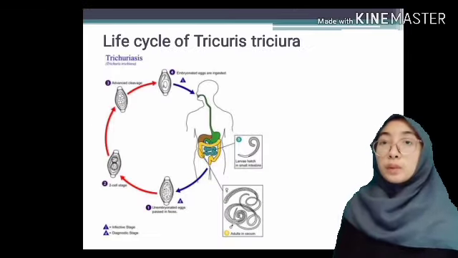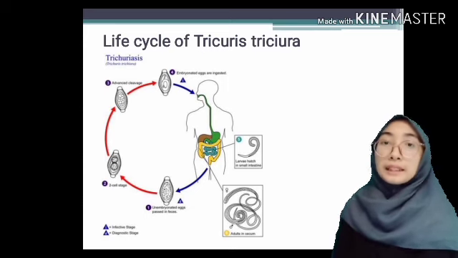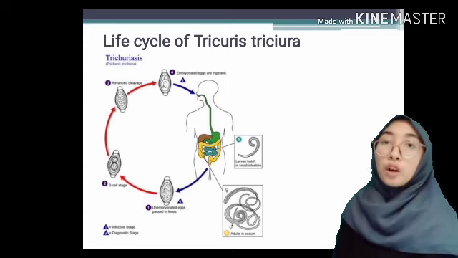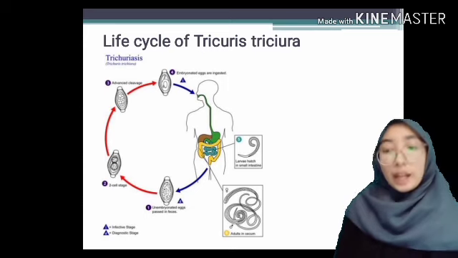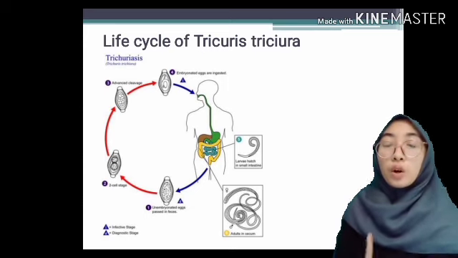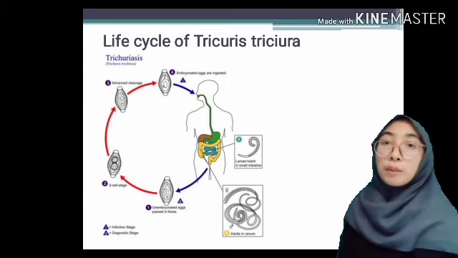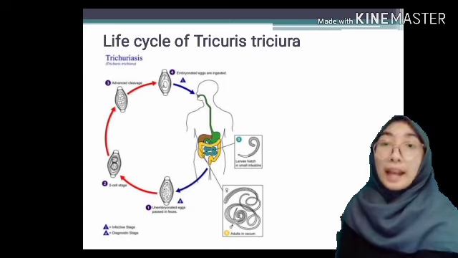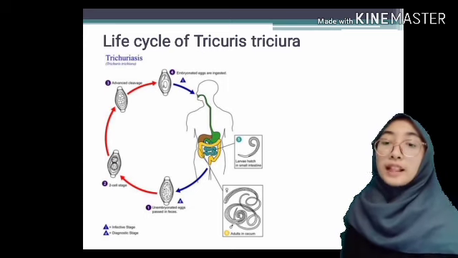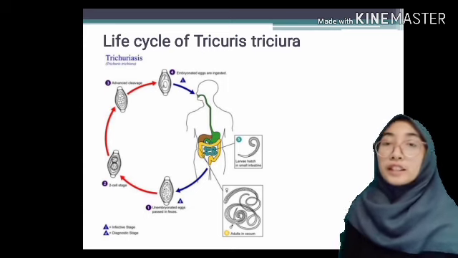In the life cycle of Trichuris trichiura, fertilized eggs are removed from the host with feces. The eggs mature in 3 to 6 weeks in a suitable environment, that is, in moist soil and in a safe place. Mature eggs are eggs that contain larvae and are an infective form.